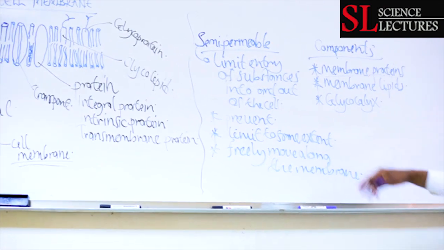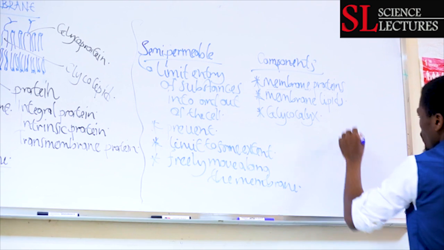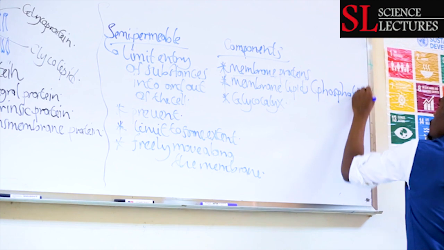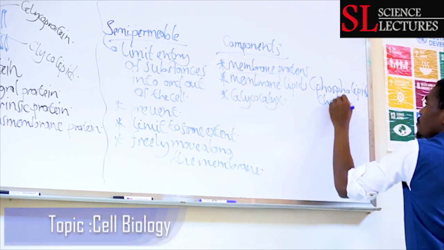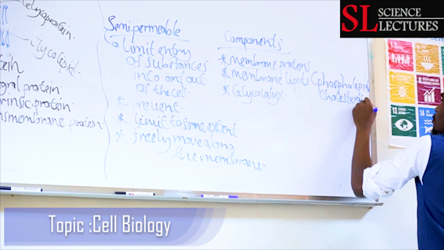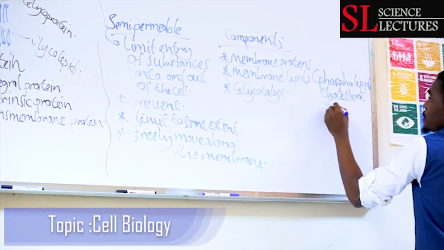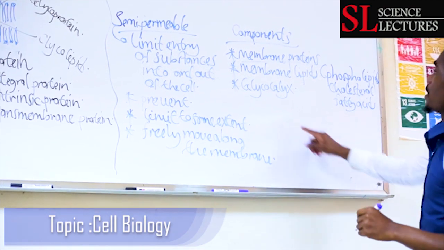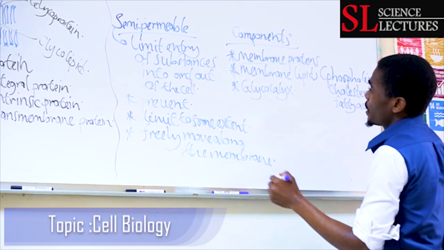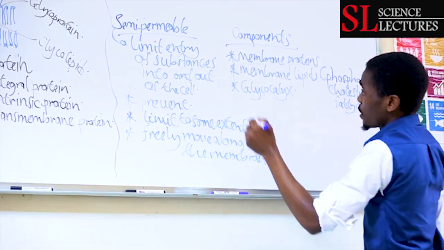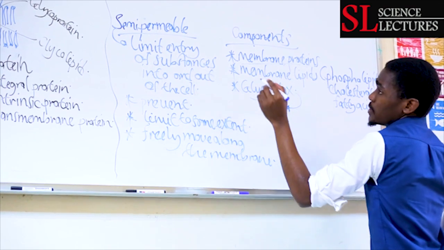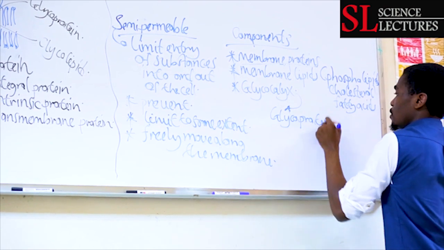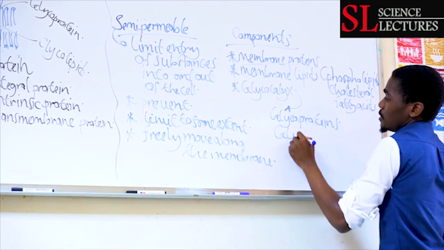Then the membrane lipids, where we have examples like phospholipids. Then we have cholesterol. Then we have the fatty acids that are attached there. Then the glycocalyx is divided into two main components: the glycoproteins and the glycolipids.